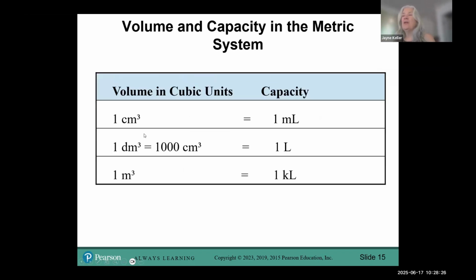And then here's what I was telling you about, how we have this really nice cubic centimeter. So if I take that little cube that has a centimeter for each of its dimensions, the amount of liquid it could hold is exactly 1 milliliter. So a cubic centimeter is a milliliter. And 1,000 cubic centimeters is a liter. And a cubic meter is a kiloliter. And that's the end of that one.